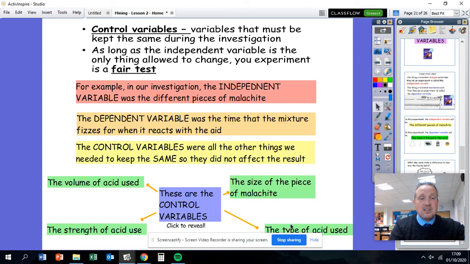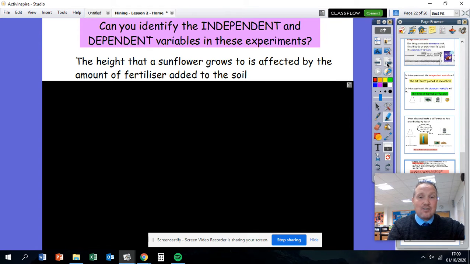So a scientist should only change one thing in an experiment, and anything else that could affect the results needs to be kept the same. And we call those control variables. So we need to think carefully about anything else that might make our results different.